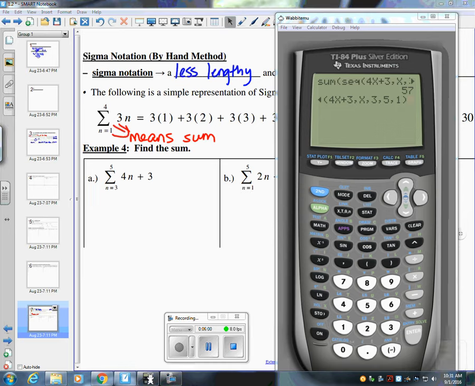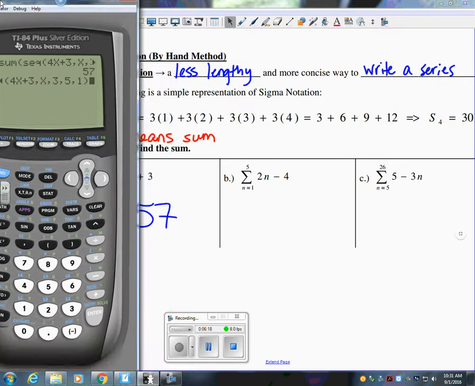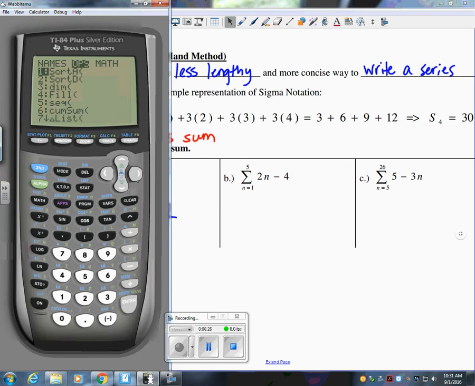Okay, so same thing. Whenever you see this symbol and a formula, you can use your calculator. So let's practice the calculator again. All right, so help me out. What buttons am I going to press? Yep, second stat. Over to math. Go to sum. All right, then what? Second stat.